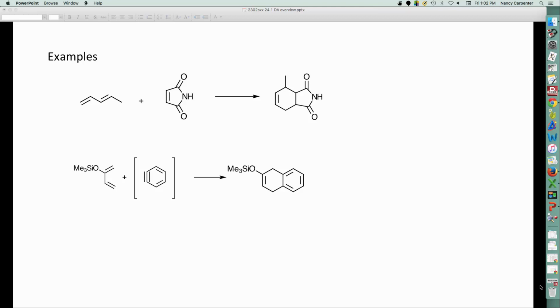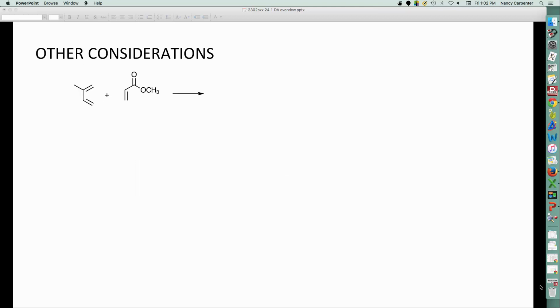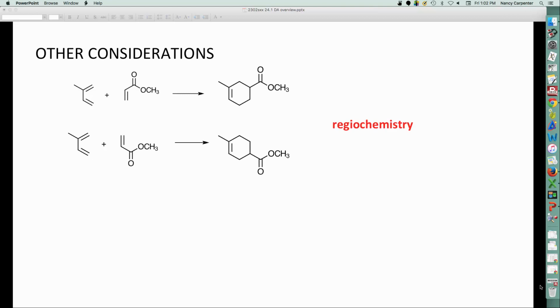So that's the Diels-Alder. There are certainly other considerations to it, like when I line up my diene and my dienophile, I can line it up either the way I've shown it on the top with the carbonyl pointing up or the carbonyl pointing down. Remember what I say about alkenes. Whenever you're working with an unsymmetrical alkene, you have to think about regiochemistry. So this would lead to two completely different products. Which one will be the major product? That's the regiochemistry question.